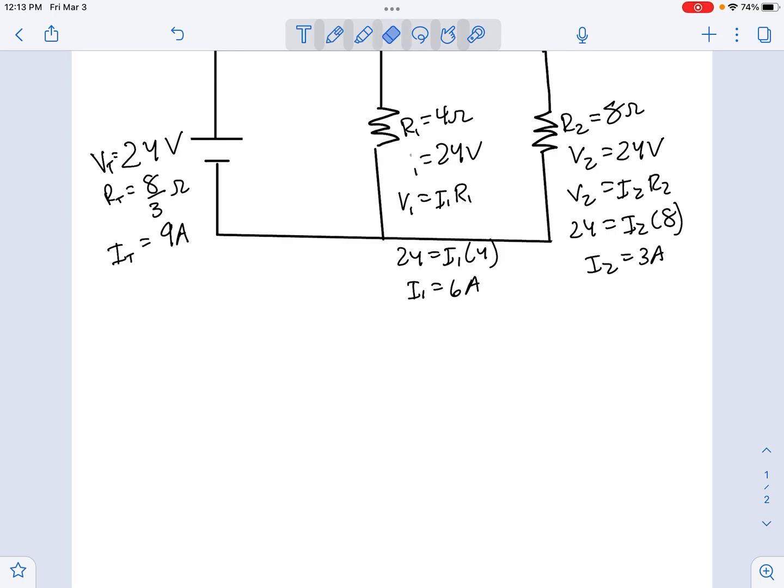So here we have R1, V1, I1, R2, V2, I2, VT, total resistance, and total current. And we have units on everything, so everything is solved. Thank you.